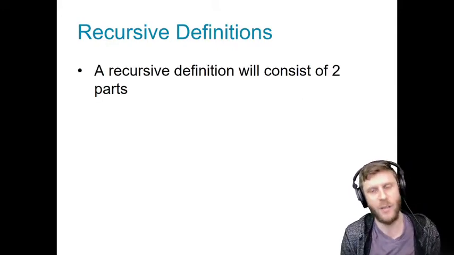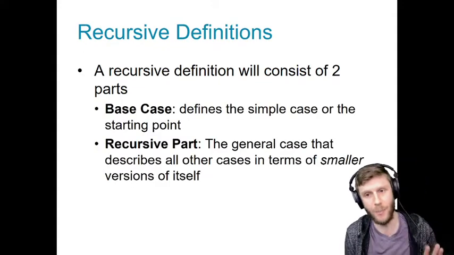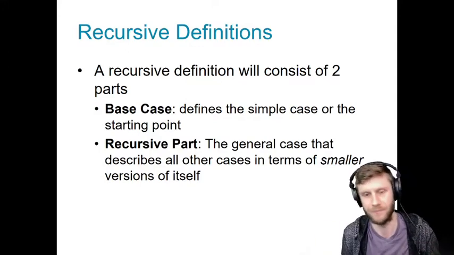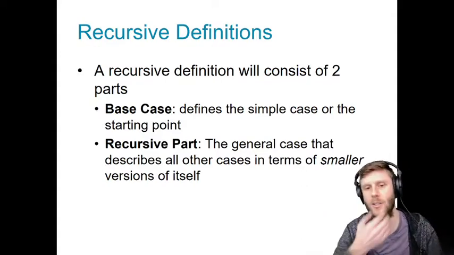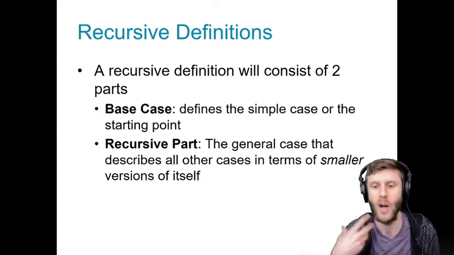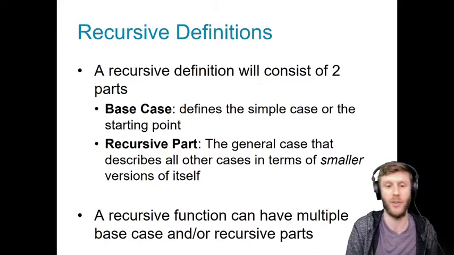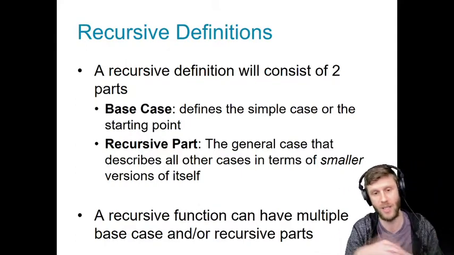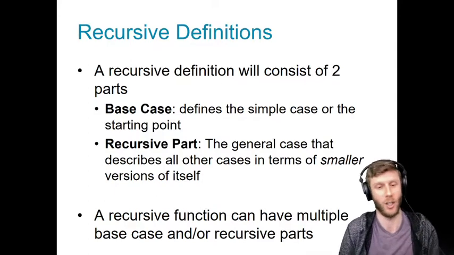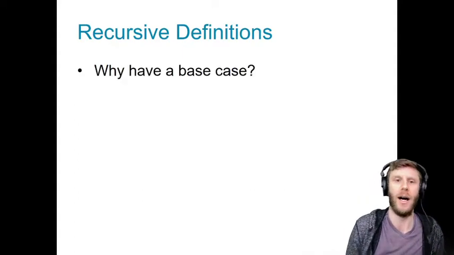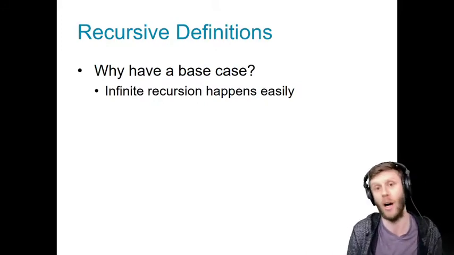All right. Your recursive definition will almost always consist of two parts, your base case and your recursive part. The base case is the simple case that we could just answer. Then we have the recursive bit. This is the general case that describes all other cases in terms of, now I say smaller, but that's not necessarily true, in terms of another version of itself. A recursive function could have multiple base cases or recursive parts as well, like maybe we have decisions to make. And it is technically possible to write a recursive function without a base case, except you're asking for trouble if you do that. Why have a base case? Well, infinite recursion happens easily, like we saw with that example.